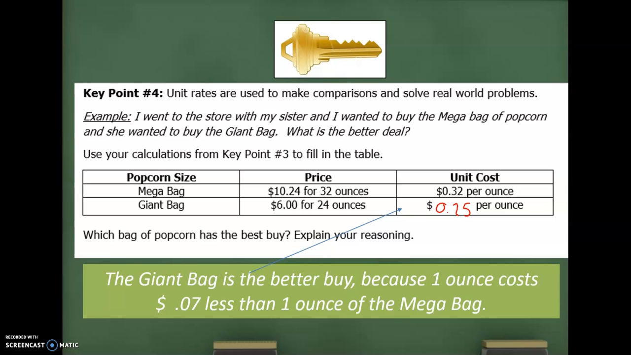Well, for every 1 ounce of the giant bag, I pay 25 cents. For every 1 ounce of the mega bag, I pay 32 cents. So per ounce, it's actually cheaper to get the giant bag because it is 7 cents or $0.07 less than 1 ounce of the mega bag. So that's how I could use a unit rate to calculate a best buy situation.